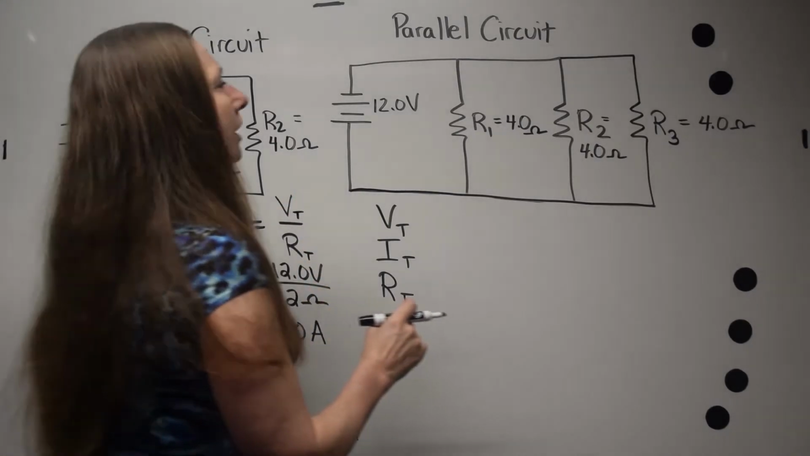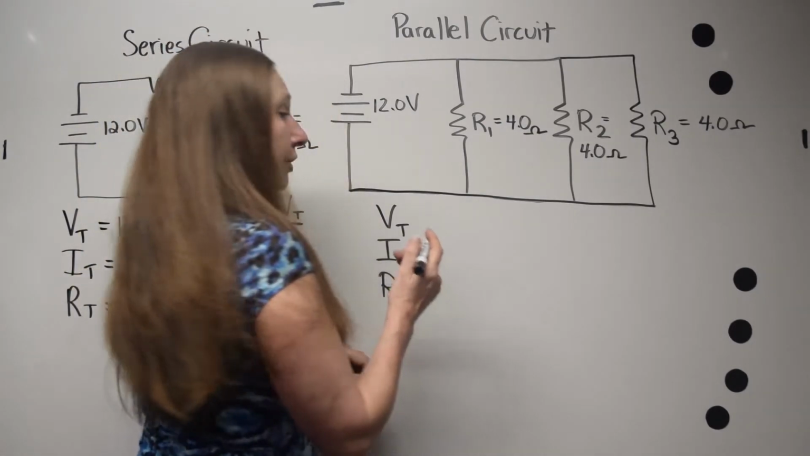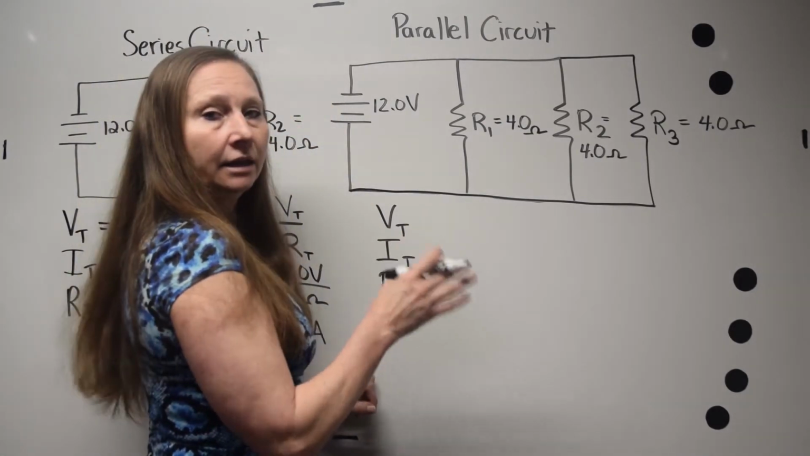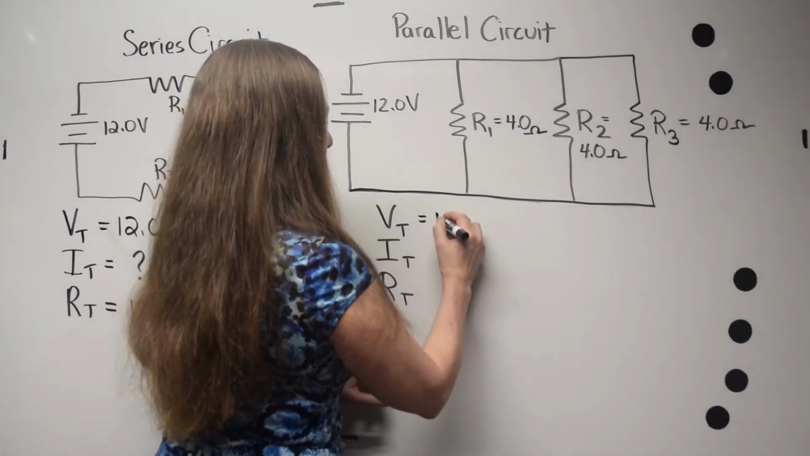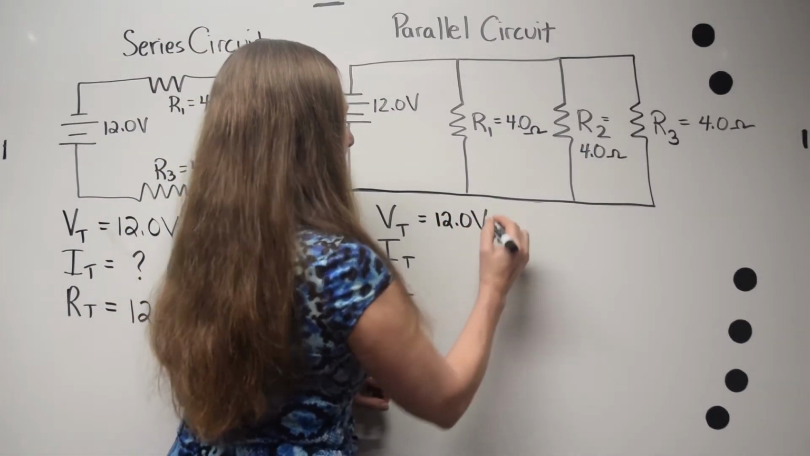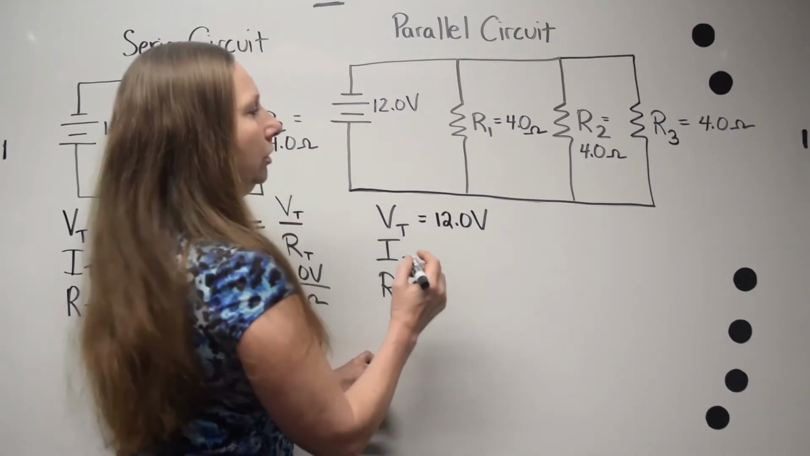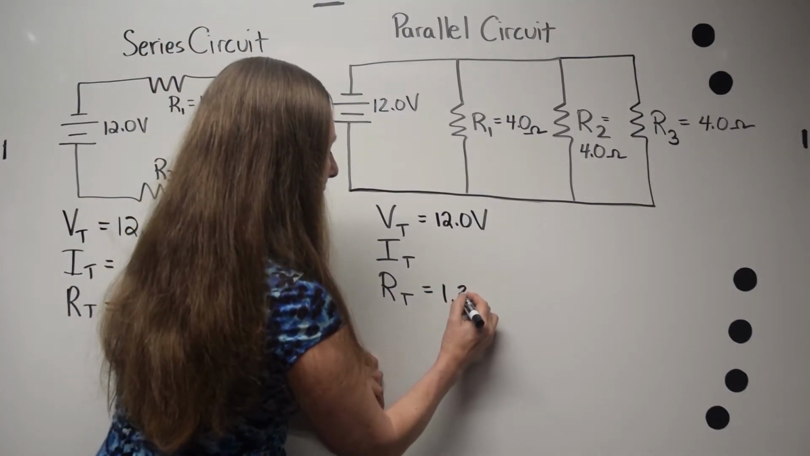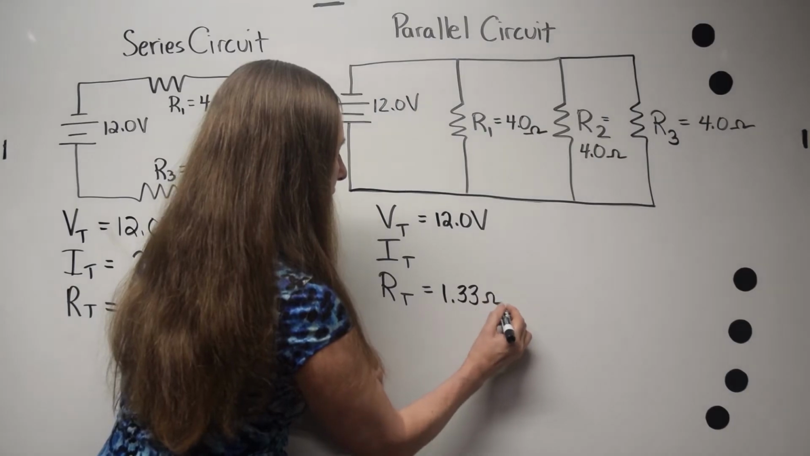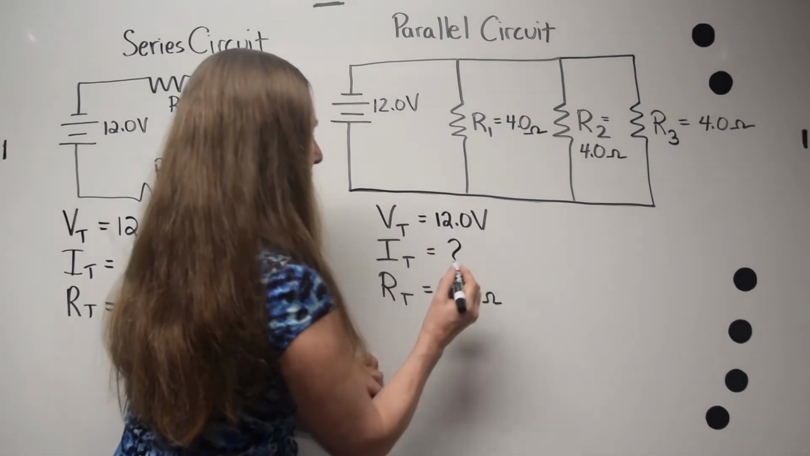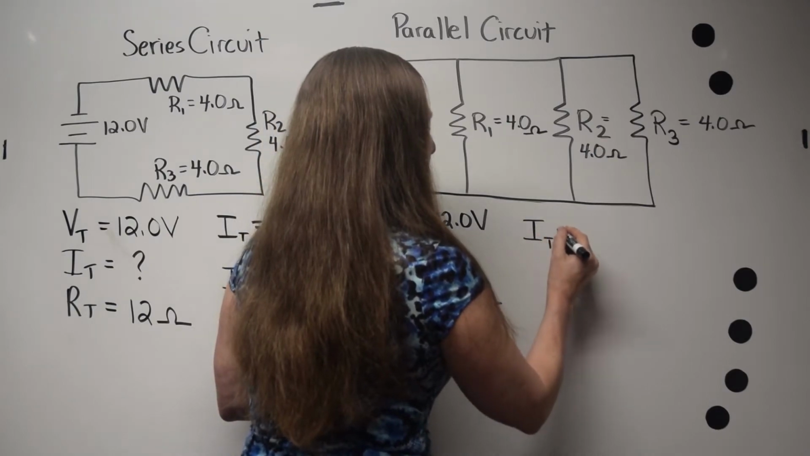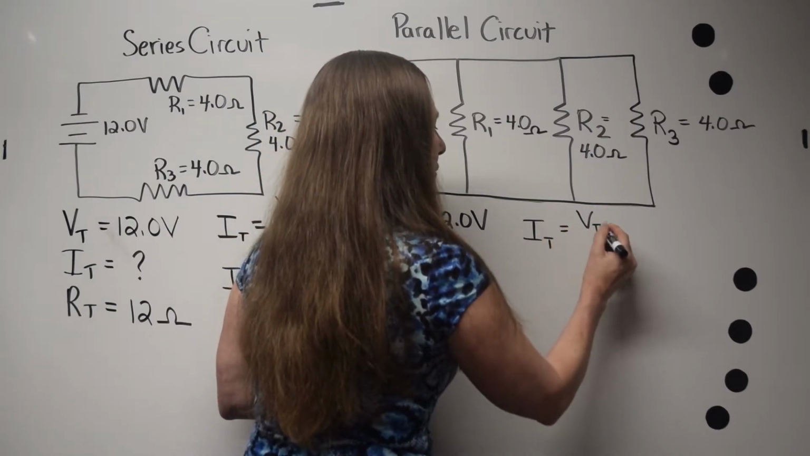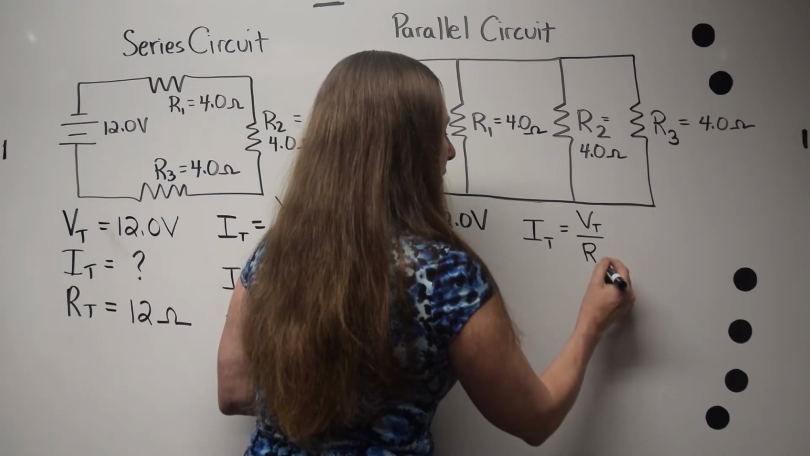Now, over here, the parallel circuit is going to be simple. It's going to be exactly the same format. We know that the total voltage of the battery is 12 volts. Now, the total resistance here was 1.33 ohms. And we're trying to find the total current. So we use the equation I total equals V total over R total.